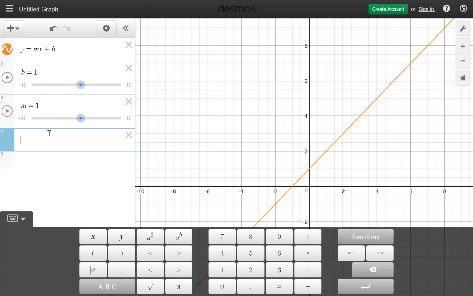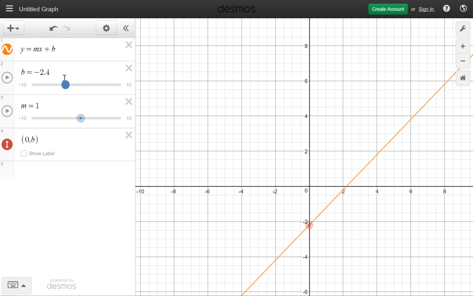If you want to know what b represents, you can easily see that it's where the graph crosses the y-axis. See right here that red dot, it will move up and down according to where b is. So you can see that it's a specific point on the graph. It crosses the y-axis.